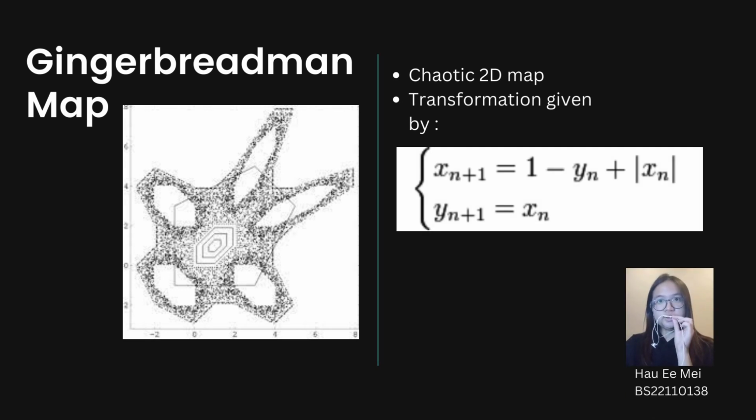Last, we have the gingerbread man map, which is a chaotic 2D map in dynamical system theory, and it is given by the transformations x of n plus 1 equals 1 minus y of n plus modulus x of n, and y of n plus 1 equals x of n. So you can see the diagram on the left side.